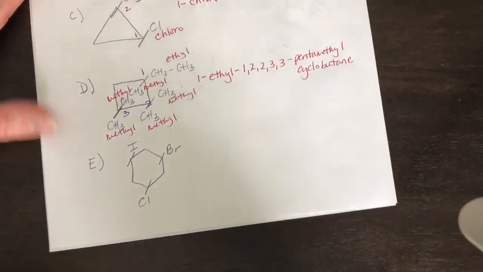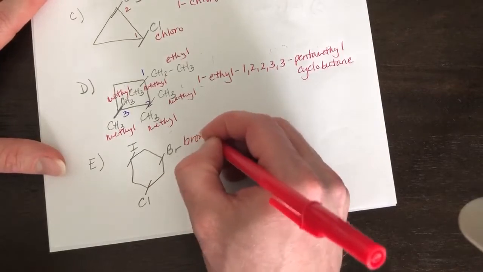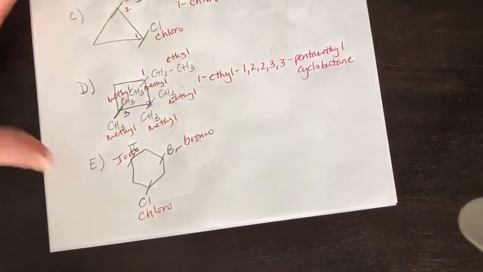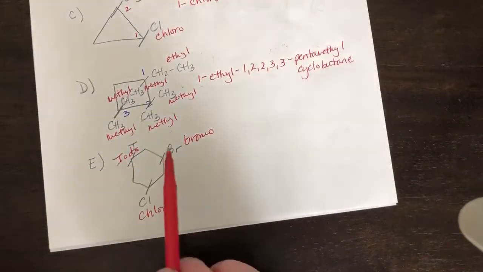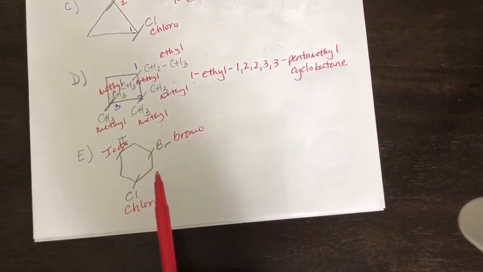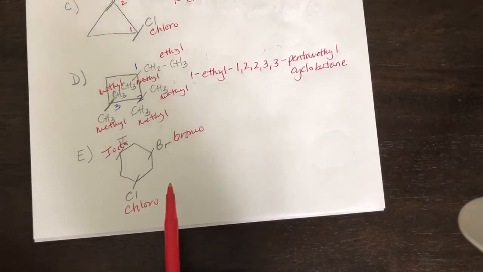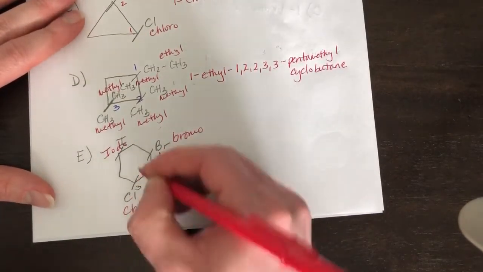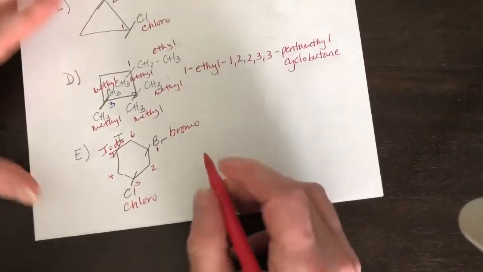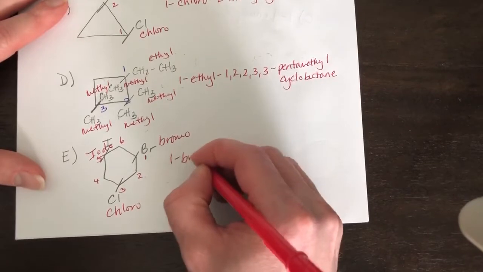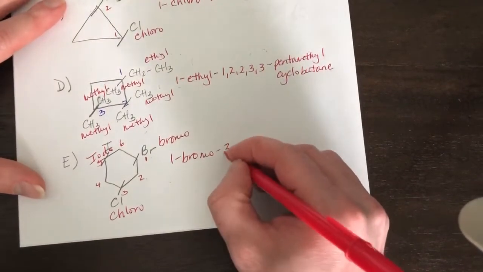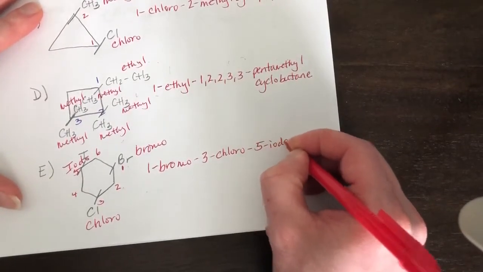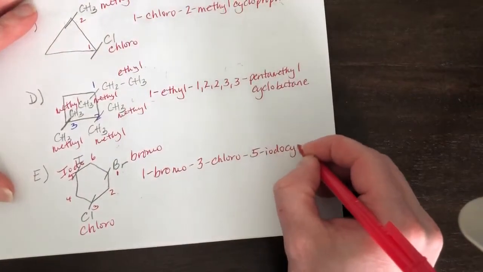And then this one, we got a bromo, we got a chloro, and we got an iodo. Lowest numbers possible, 1, 2, 3, 4, 5. So it's going to go in that order, depending on alphabetical order. So we're going to go 1, 2, 3, 4, and 5. So this becomes 1 bromo, 3 chloro, 5 iodo, cyclohexane.